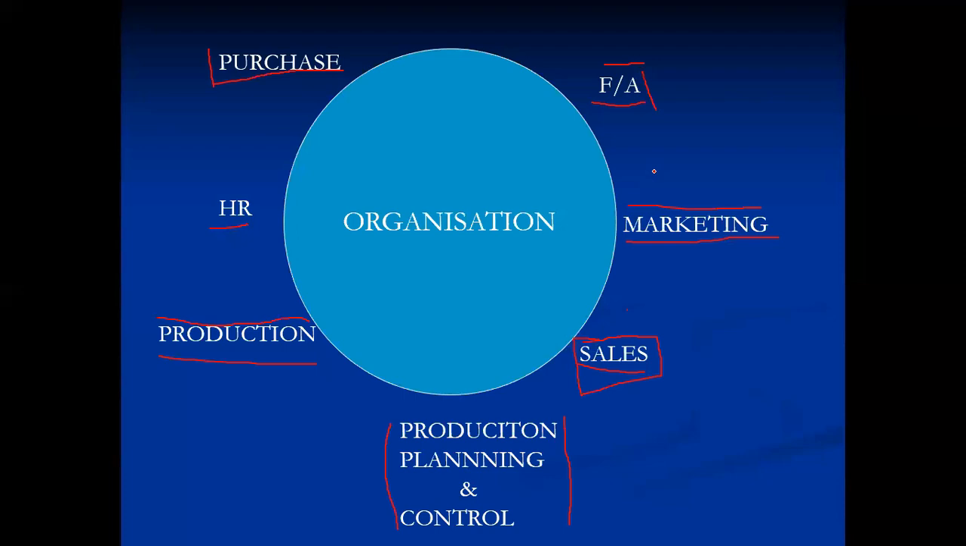But each department is using one software manufactured by different companies. For example, the production planning and control department is using one software manufactured by A company. Sales department is using one software manufactured by B company. Production department is using one software manufactured by C company. Purchase department is using one software manufactured by D company, and so on.